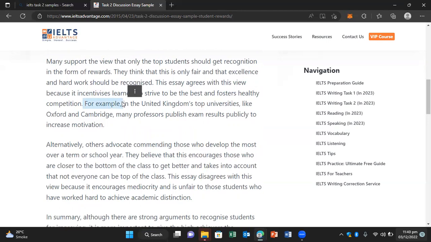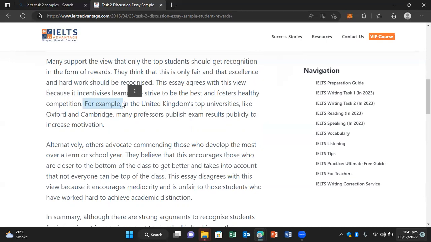Giving an example is like you impress the examiner, right? So giving examples in essays are the key to a good band, 8 band, 8.5 band, perfect. For example, in the United Kingdom, top universities like Oxford and Cambridge, many professors publish exam results publicly to increase motivation, right? So he's agreeing that, okay, you get an A-star, you get a distinction, you should be rewarded, right? If you're improving or not, that does not matter. What matters is you get a good result, you get a reward.